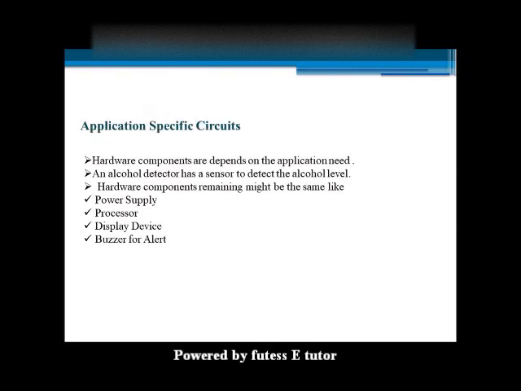Application specific circuits. Some hardware components are common while designing the embedded system, but some are different and depend on the application needed. Like a temperature sensor needs a temperature sensor for sensing the temperature, while on the other hand an alcohol detector has a sensor to detect alcohol level. But the remaining hardware components might be the same, like power supply, processor, display device, buzzer for alert.